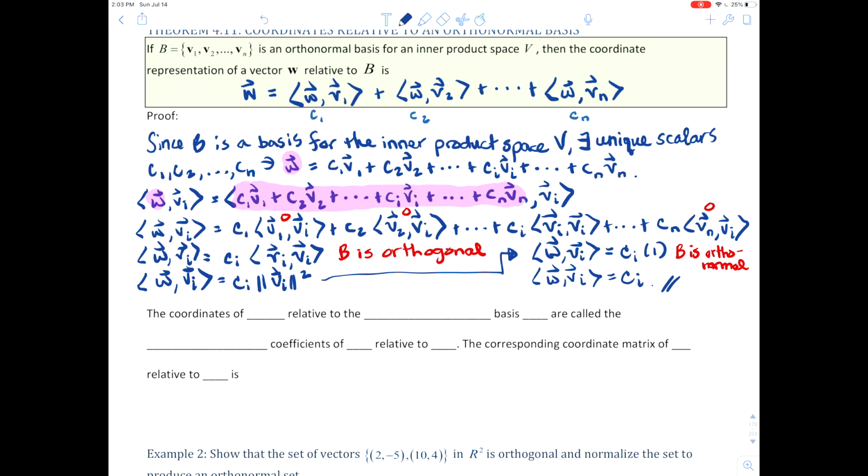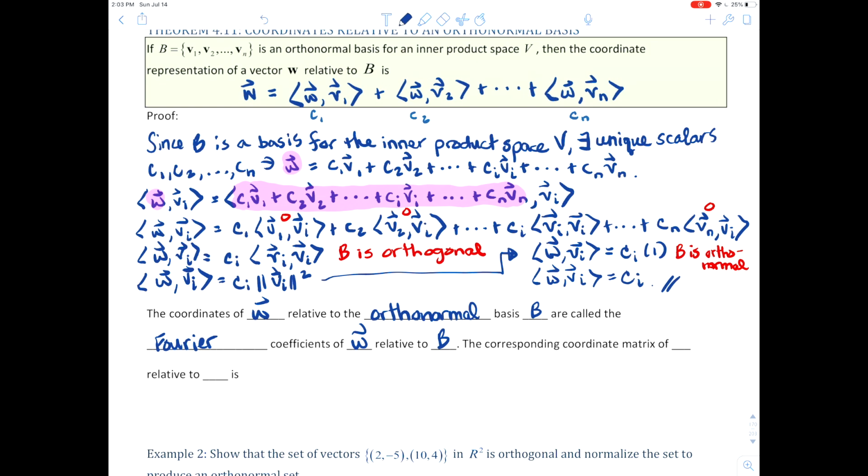The coordinates of W relative to the orthonormal basis B are called the Fourier coefficients of W relative to B. So people take an entire master level class on Fourier analysis, if you're interested in that.